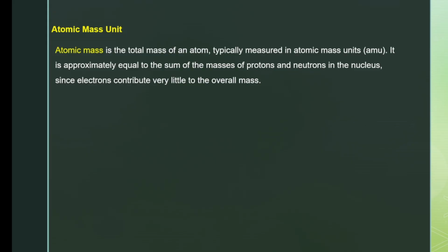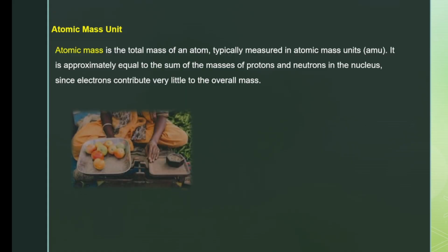Atomic mass is the total mass of an atom, typically measured in atomic mass units. Atomic mass unit is a measure, or a unit. It is approximately equal to the sum of the masses of protons and neutrons in the nucleus, since electrons contribute very little to the overall mass. As I already told you, the mass of electrons is negligible, its contribution is less compared to the masses of protons and neutrons. So atomic mass is the total mass of an atom, and whose mass? Protons and neutrons, which are present in the nucleus. That is the definition of atomic mass.